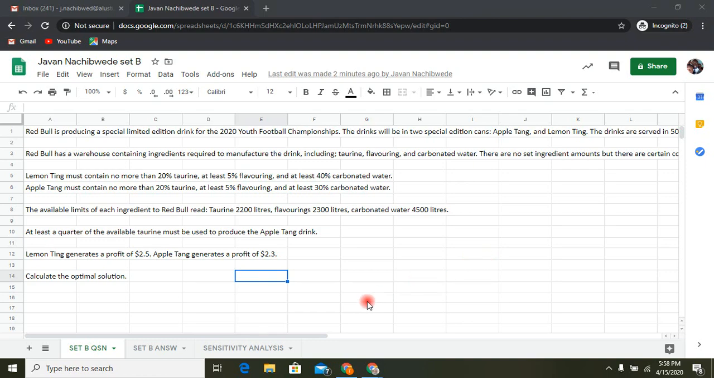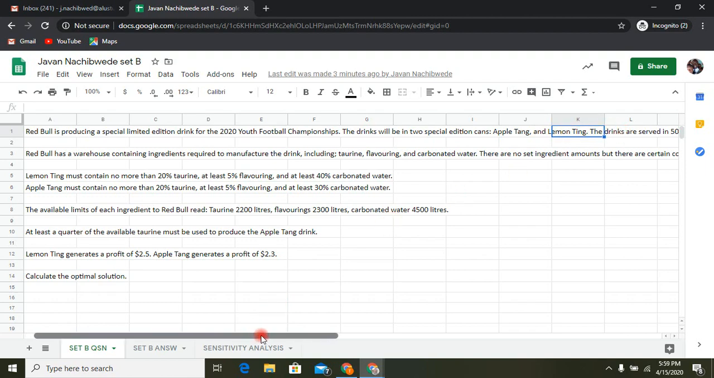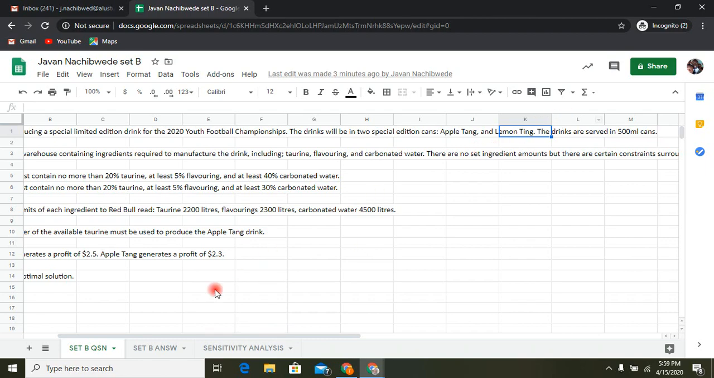Hello. As part of my summative submission, I will go through the Red Bull question. Just an overview of the question: it's about Red Bull. They are producing two types, the apple tongue and the lemon tongue, in 500 millilitre cans, as can be seen here.